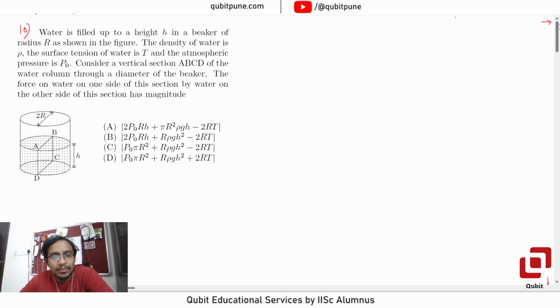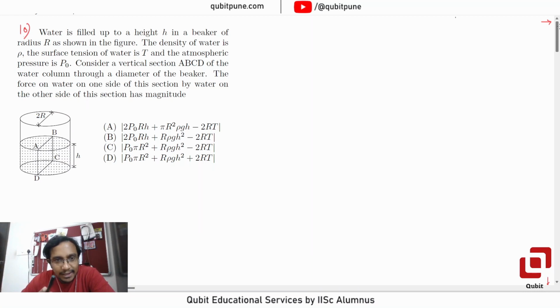2 P naught RH plus r rho gh squared minus 2 RT, P naught pi r squared plus r rho gh squared minus 2 RT, P naught pi r squared plus r rho gh squared plus 2 RT.